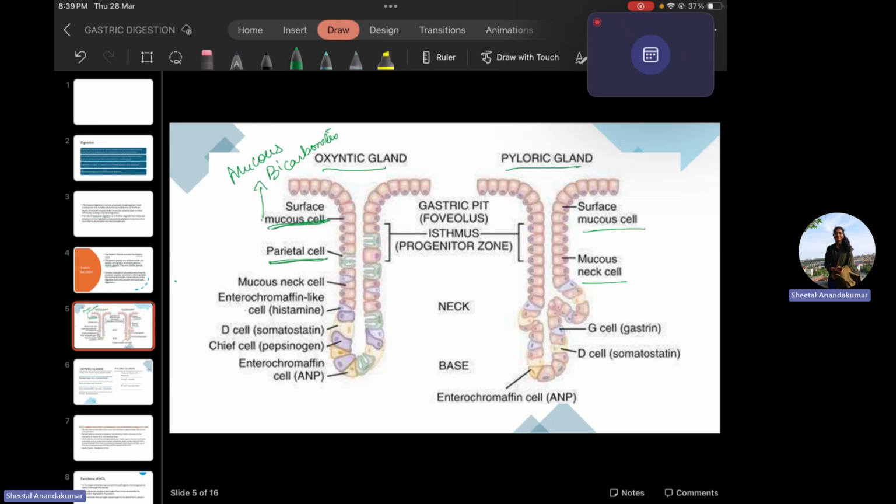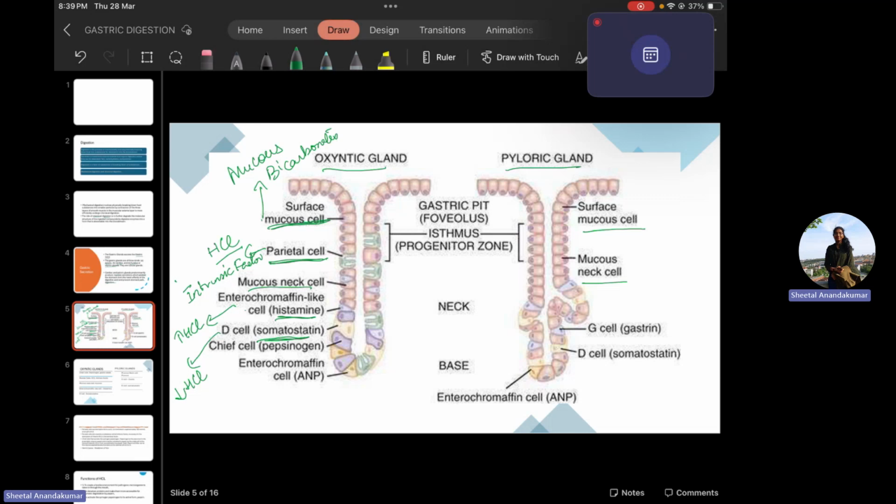And then we have the parietal cells. The parietal cells are mainly involved in secretion of HCl, as well as intrinsic factor, which is important for absorption of vitamin B12 in the terminal ileum. Then we have mucous neck cells, which again secrete mucus. Then there are enterochromaffin-like cells, which are histamine producing cells. This histamine stimulates HCl secretion from the parietal cells. And then we have somatostatin, which has an inhibitory effect and inhibits HCl production.